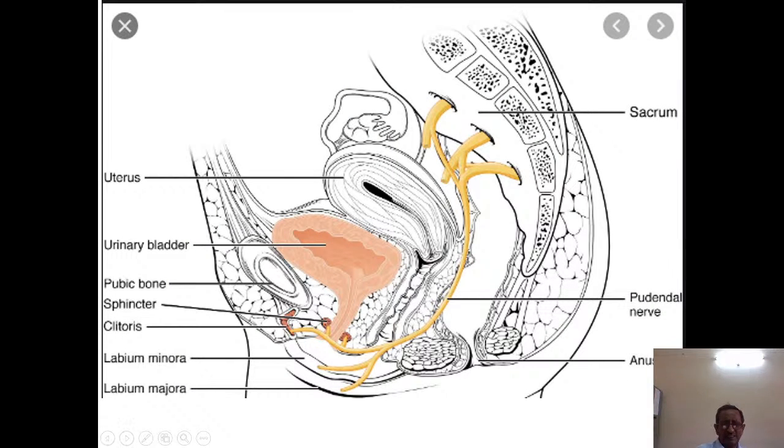Then in the female, the bladder is related to the upper part of the cervix, vagina, and lower part of the uterus and cervix. So the posterior surface of the bladder is related to the lower part of the uterus and cervix and the upper part of the vagina.